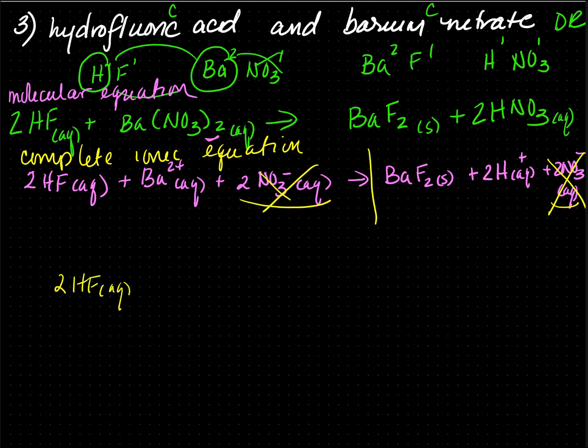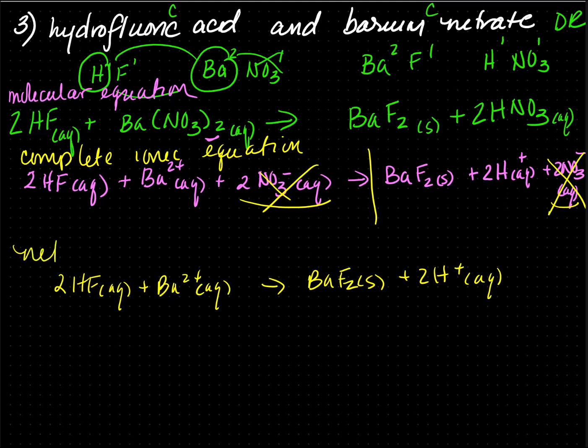2HF AQ plus Ba2 plus AQ yields BaF2 solid plus 2H plus AQ. Right here is my net ionic equation. When I mix these 2 compounds together, this is what is resulting. I have a spectator ion, the one that I canceled out. It does not participate in the reaction. The driving force here is the formation of a solid or a precipitate.